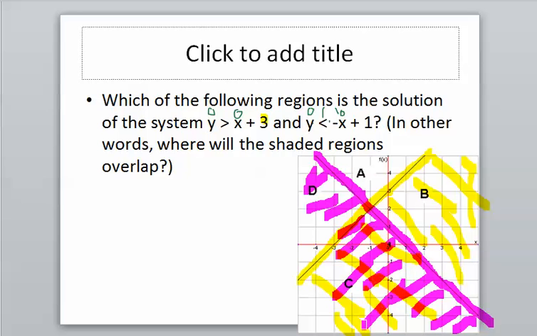Okay. So, in other words, where do the shaded regions overlap? Well, the shaded regions overlap down here in C. C would be my answer in this situation. Do you see how I did that? By picking a point not on the lines that I can stick in there and determine which side of the lines to shade. Sometimes you get a yes, sometimes you get a no. If you get a yes, you shade that side of the line where the point is. If you get a no, you shade the other side.